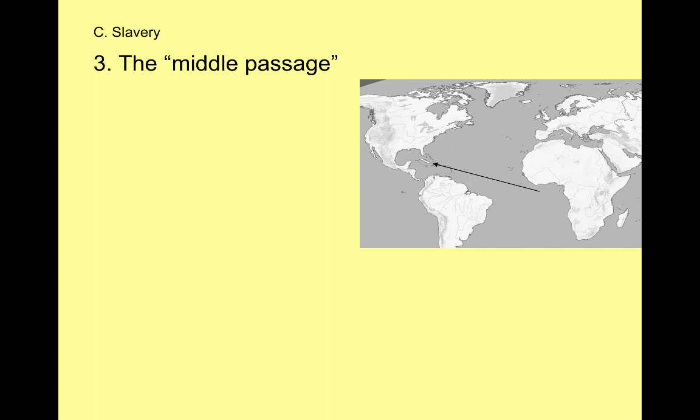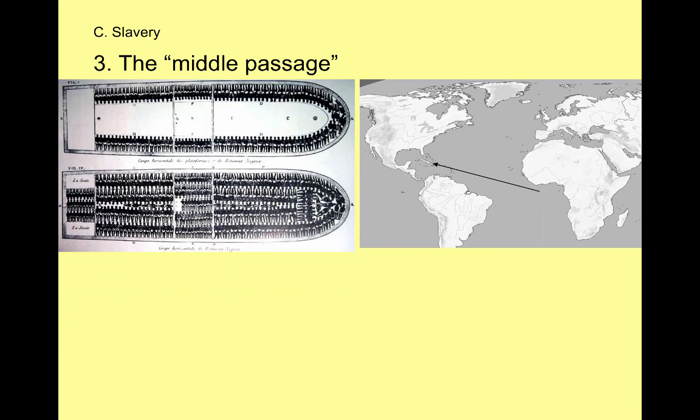So let's talk about one important part of the slave triangle, the Middle Passage, the part of the triangle where we take human beings from Africa and then sell them to the New World. So the Middle Passage, this is a very famous diagram of one of these slave ships that are sailing across the Atlantic from Africa to either the Caribbean, Brazil, or the southern colonies of what will be the United States.